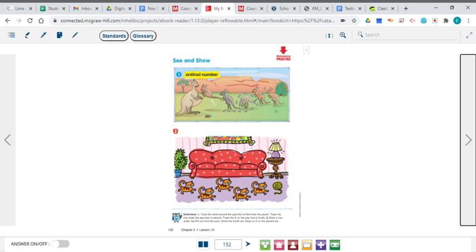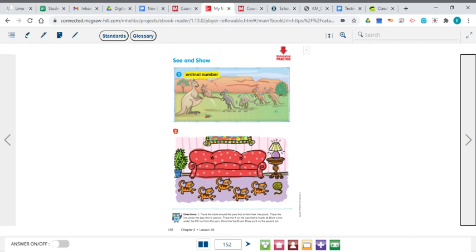And if you look at page 152 in your math book, you can follow along with me as we do this lesson. The first direction, we're going to look up here at our kangaroos. And it says to trace the circle around the joey that is third from the pouch. And they already did that for you. This is the one that would be first, second, and here's the one that is third. So you're going to trace that circle around the one that is third.